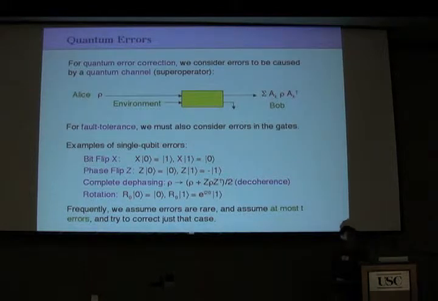And of course, then, when we talk about fault tolerance, we'll also have to add in the fact that gates can have errors, and the qubit can interact multiple times with the same environment, and things like that. So I'll discuss that later.